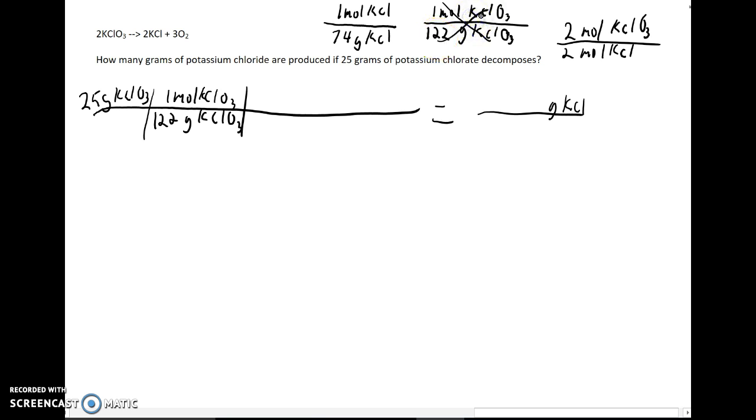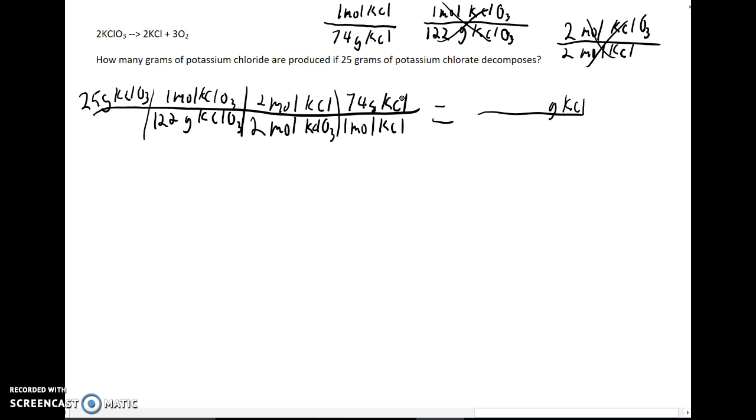Now I'm in moles of potassium chlorate. I've used that one. I'm not going to use it again. So now I'm going to use my mole ratio. In this case, I'm going to flip it over. So there's 2 moles of KClO3 to 2 moles of KCl. And then finally, I can plug in my last conversion factor. 1 mole of KCl is 74 grams of KCl.